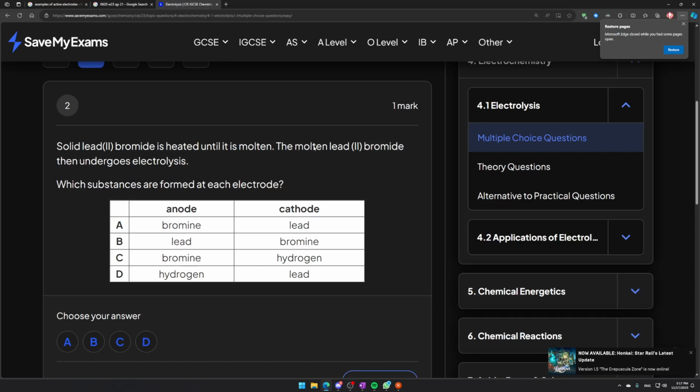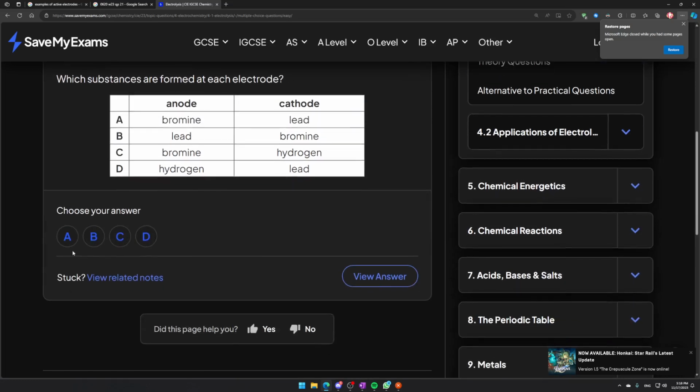So molten means that it basically became the liquid form, but not aqueous, so no H plus and OH minus absent. So this one you would straight up just see what you see up here. Lead bromide: lead is Pb2 plus, and bromide is Br minus. So at the anode they would get bromine, at the cathode they would get lead.